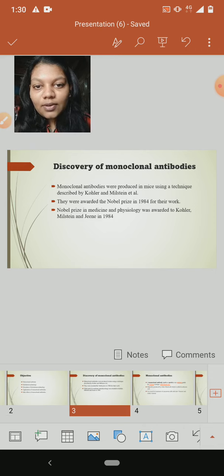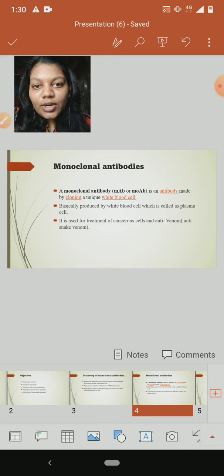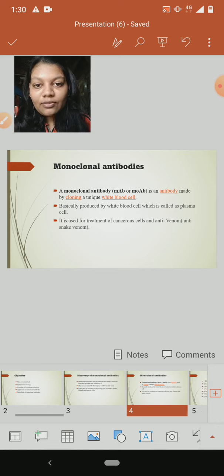Then we will take the second slide. What are monoclonal antibodies? A monoclonal antibody is an antibody made by cloning a unique white blood cell, basically produced by a white blood cell called a plasma cell. It is used in the treatment of cancerous cells and as anti-venom, anti-snake venom.